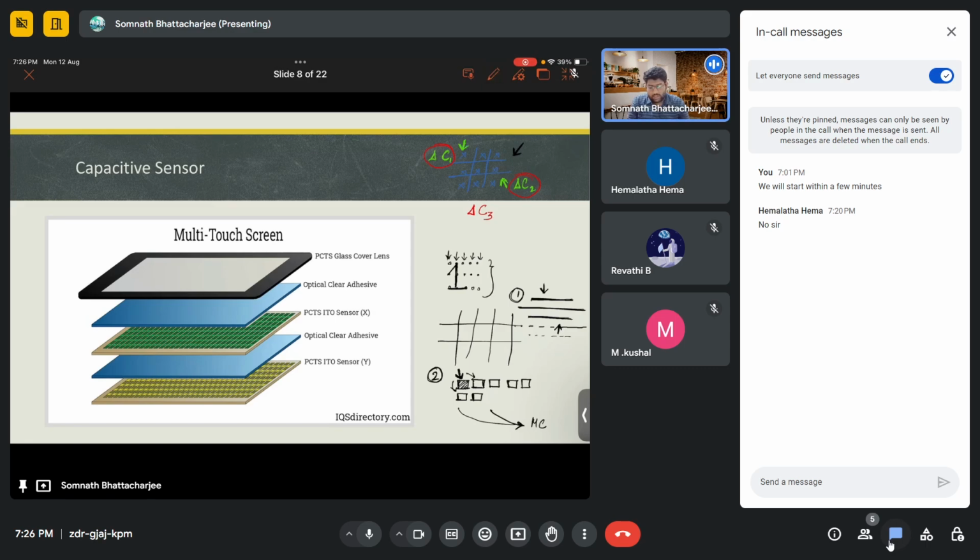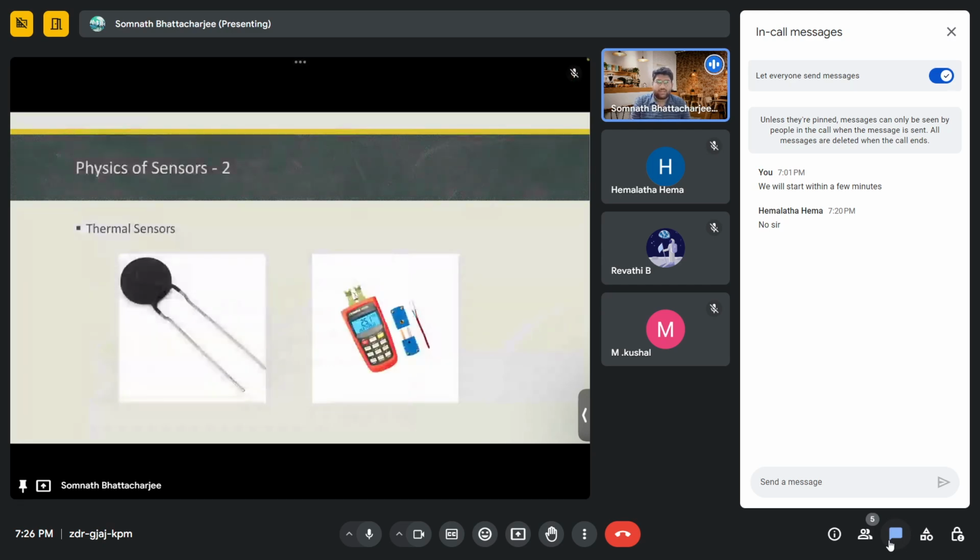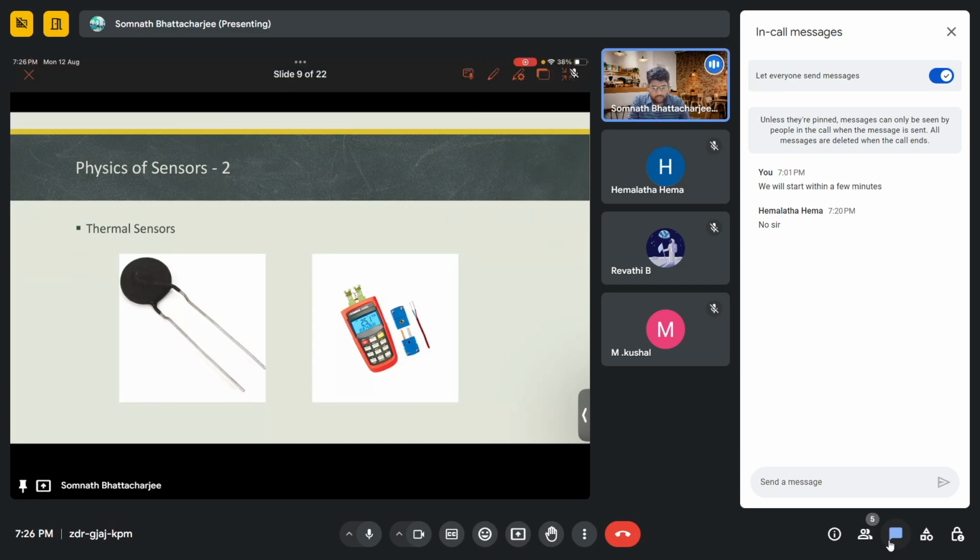So we'll move towards the thermal sensors. So this is the thermal sensor. Everybody knows the most common thermal sensors are thermistors, so I have nothing to say about these. There can be two types of thermal sensors: a negative temperature coefficient or a positive temperature coefficient, and depending on that we can use them in different kinds of applications.